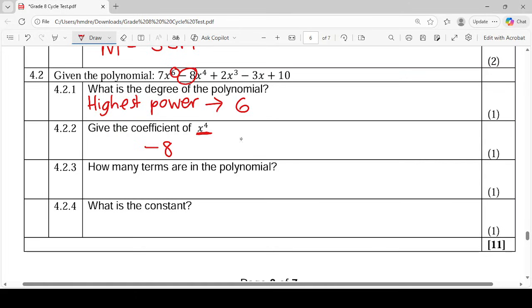How many terms are in the polynomial? So again, we just see 1, 2, 3, 4, 5 terms in this polynomial. And what is the constant? So what is the number that doesn't have an x next to it? And that one in this case is 10. So only one that doesn't have an x next to it.